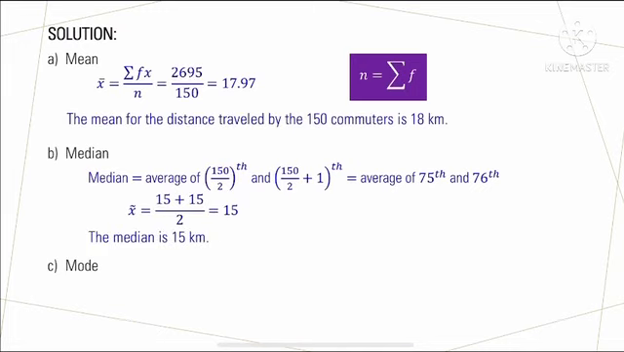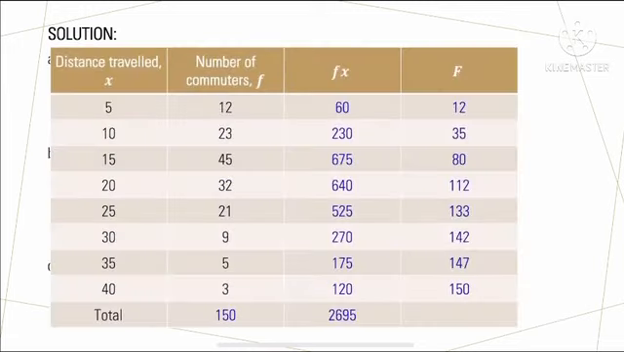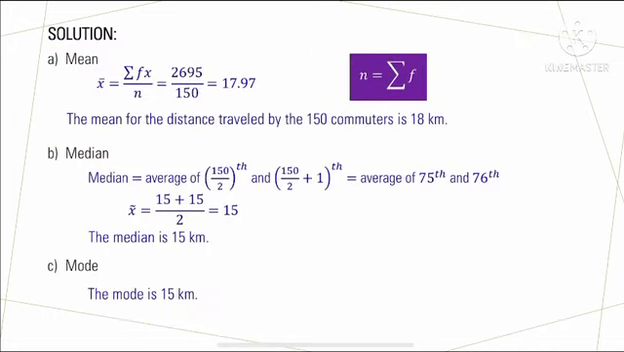The mode is the value that occurs most frequently. From the table, the most frequent, or the highest frequency, is 45, where x equals 15. So the mode is 15 kilometers.